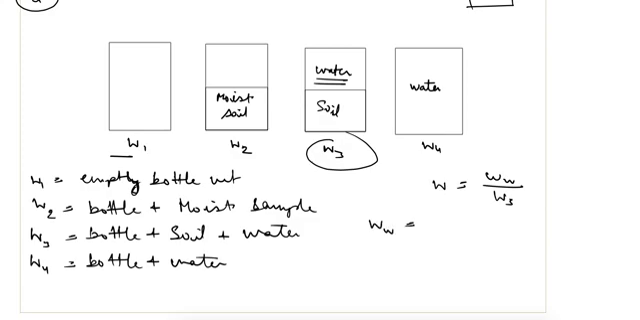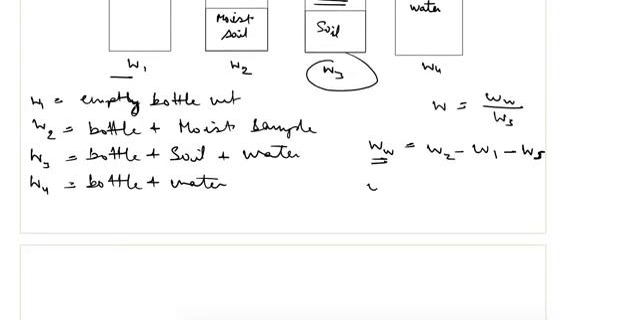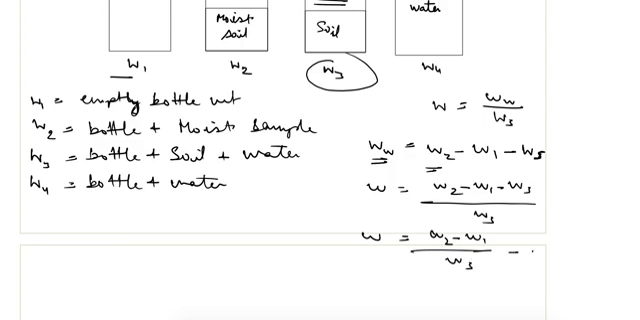If I deduct W1 from W2, it will give me the weight of moist sample. And from the moist sample, if I deduct the weight of solids, that is just the weight of the dry sample, it will give me the weight of water. The water content we know is equal to, using this, we can write it as (W2 minus W1 minus Ws) upon Ws. So w is equal to (W2 minus W1) upon Ws, minus 1.